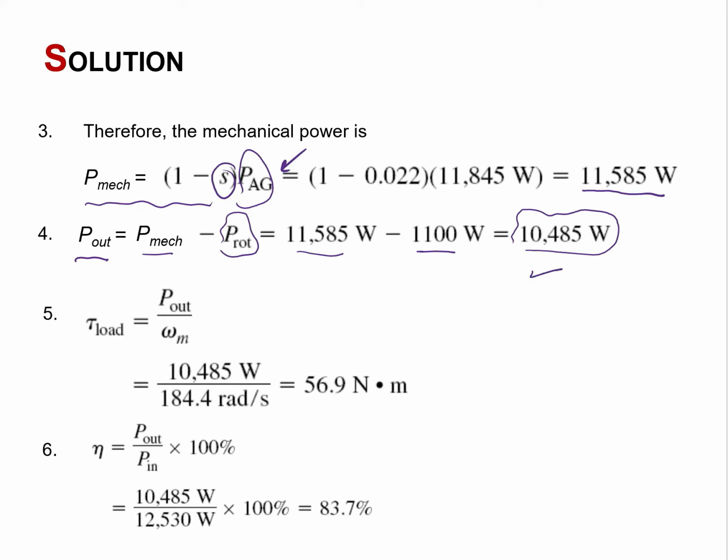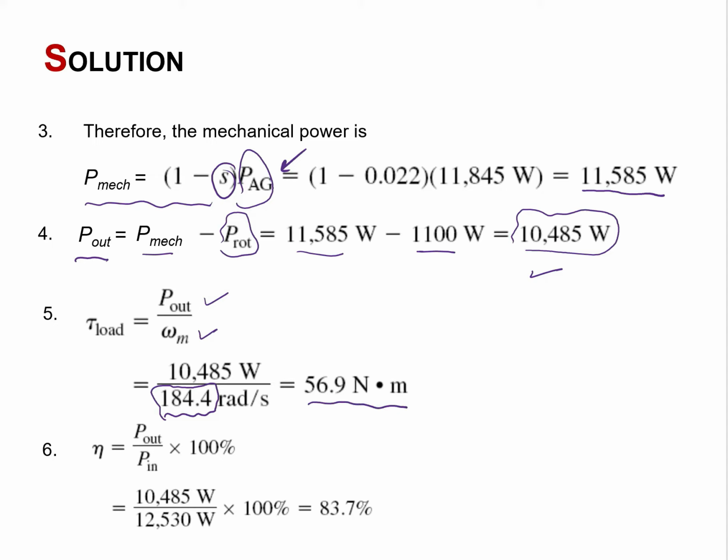If we have this, then we can calculate the torque of the load. So this is the output torque, which is P out divided by the speed of the motor in radians per second. Now, the question is how to get this value. You can refer to the previous example that we have solved together to know how to calculate the speed in radians per second if you have the speed in RPM. So plug in the numbers, you will get the torque, and this completes the requirement in number 5.